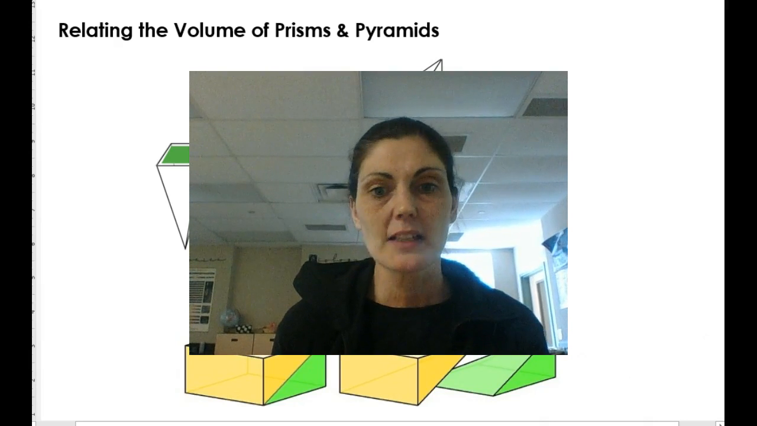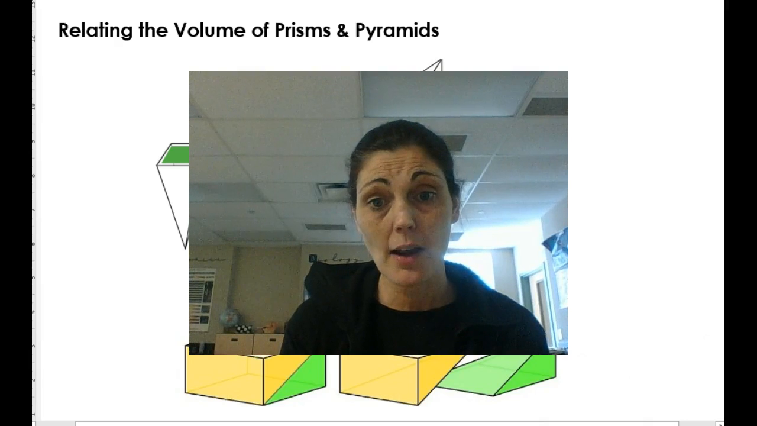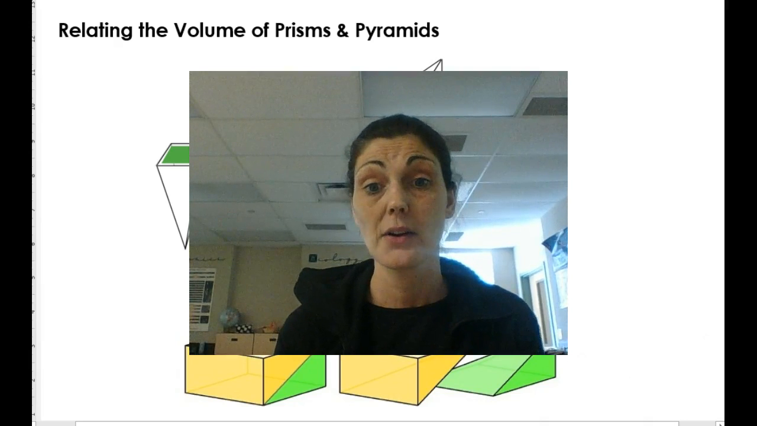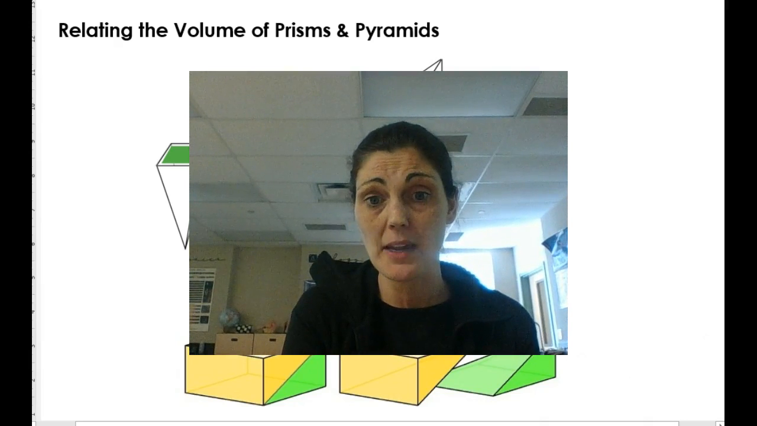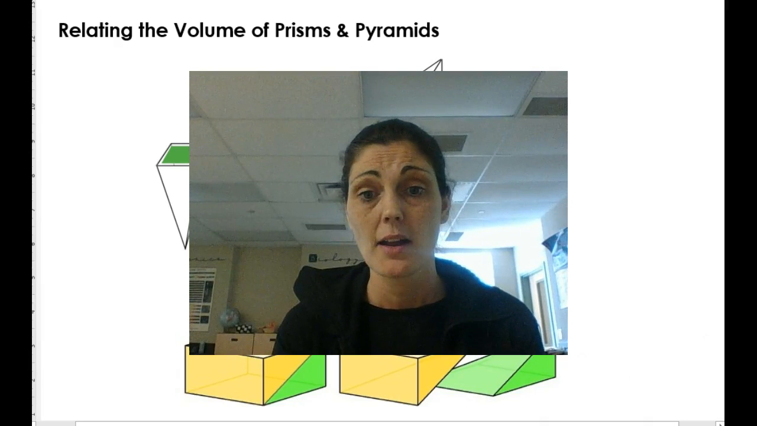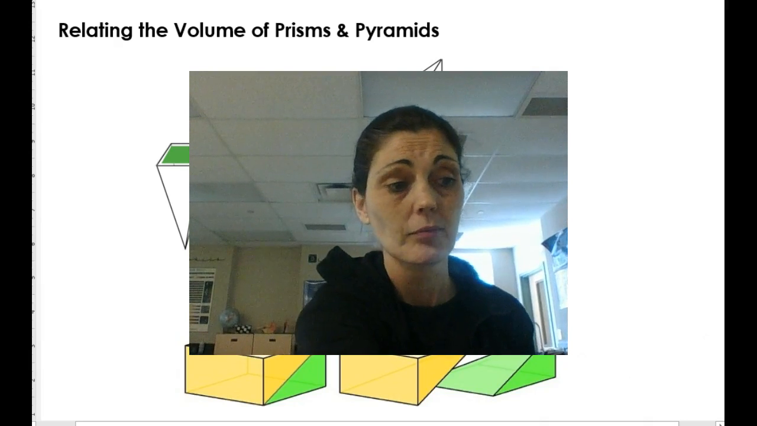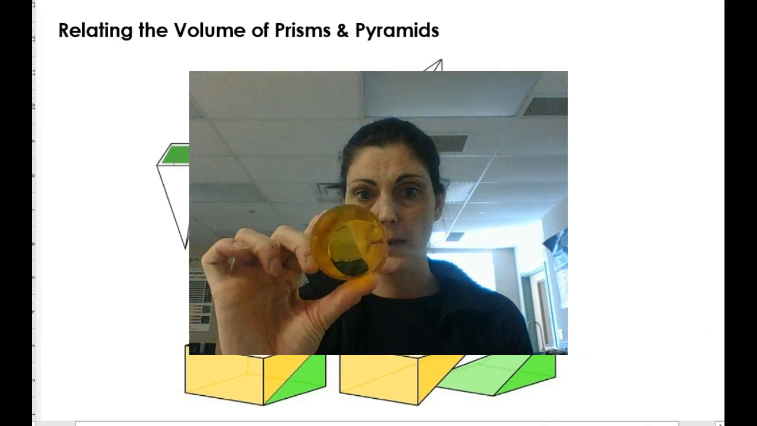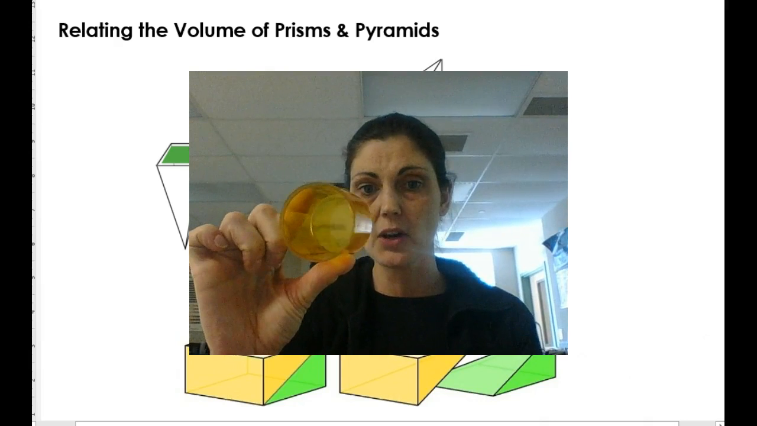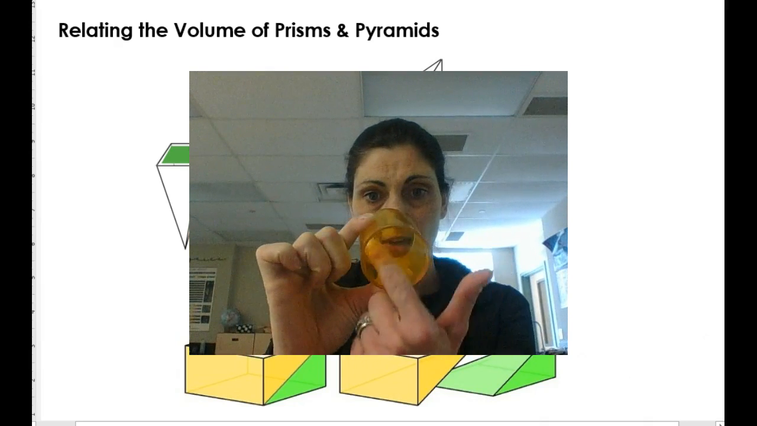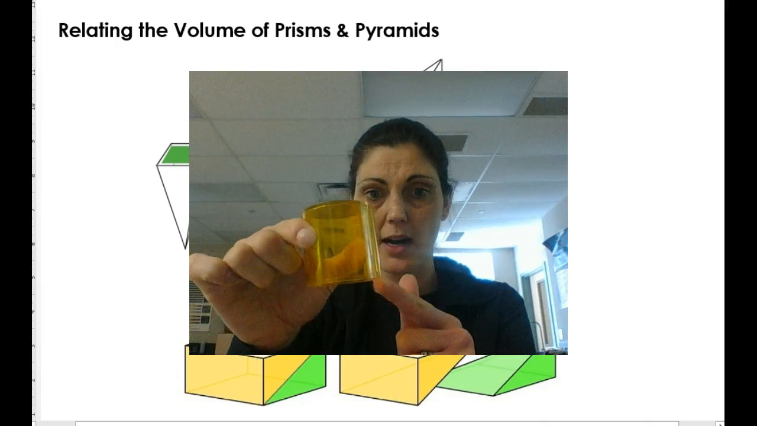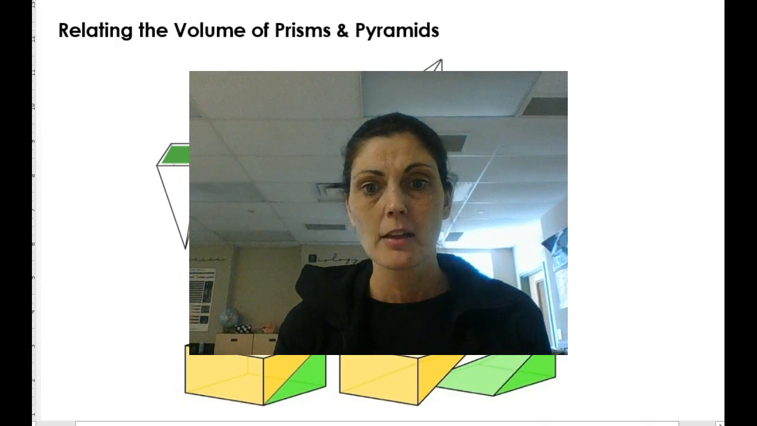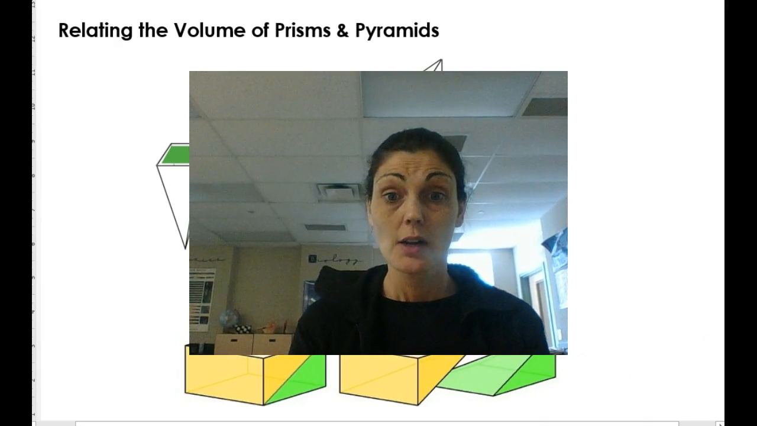Okay, so in the last video we went on to talk about prisms and cylinders and how to calculate their volumes by looking at the area of the base and then multiplying that by the height of the particular object. So for instance here I have a cylinder with a round base, so in order to calculate the volume of this particular object I would find the area of its base and then multiply by big H, the height of the object itself.